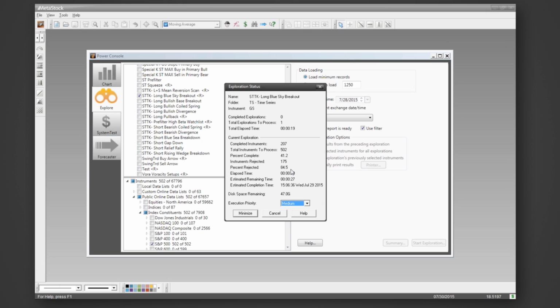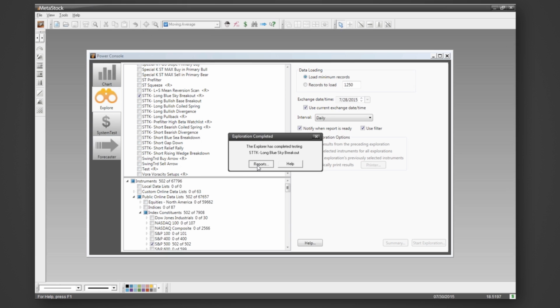So you can see right now we're rejecting out about 85% of those stocks. So quite a number of those stocks are being weeded out and don't have this breakout going on. So we'll let it just wrap up here and give us our results. And then once we have the results, we can then take those, apply them to a chart, put on the Expert Advisor, which will then guide us through the trade. So very simple process for identifying that.